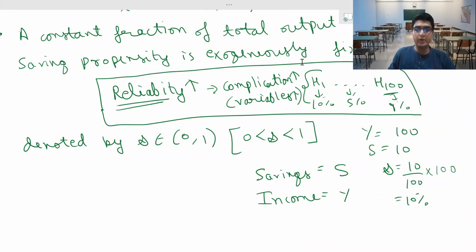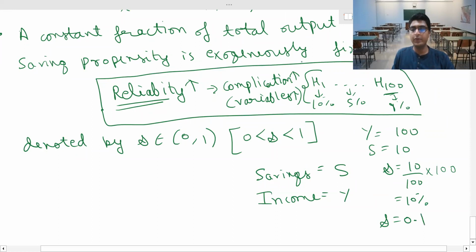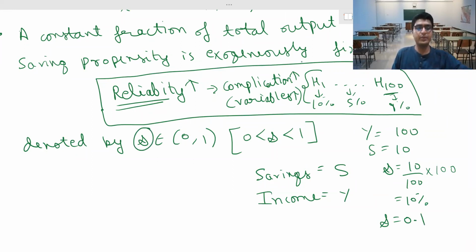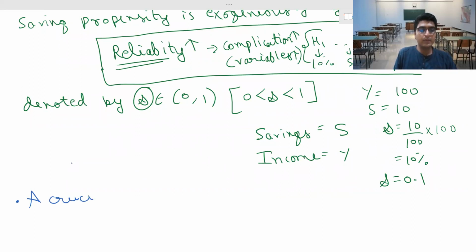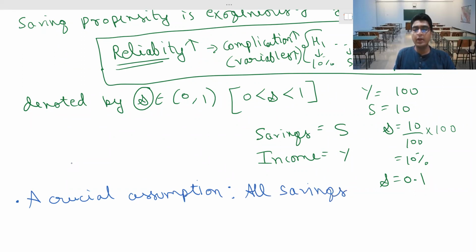All right. So definitely this, or you can say that the saving rate is equal to 0.1. Okay. So this saving rate is always a fraction. Now there is a very crucial assumption. The crucial assumption is that all savings are invested.